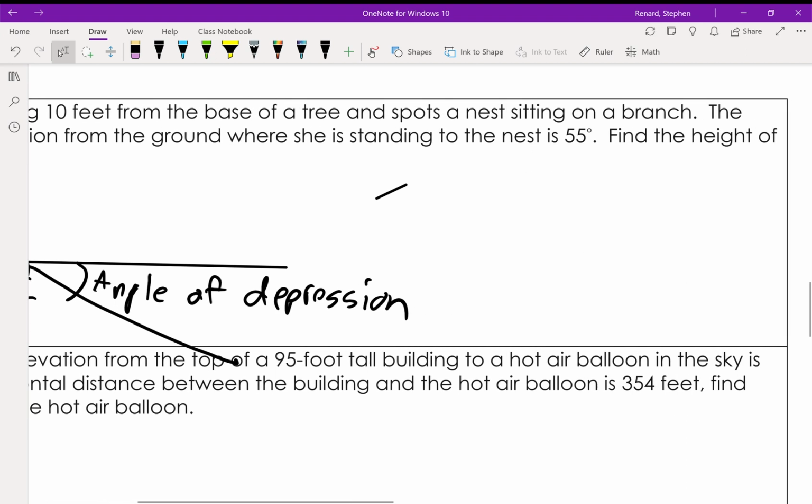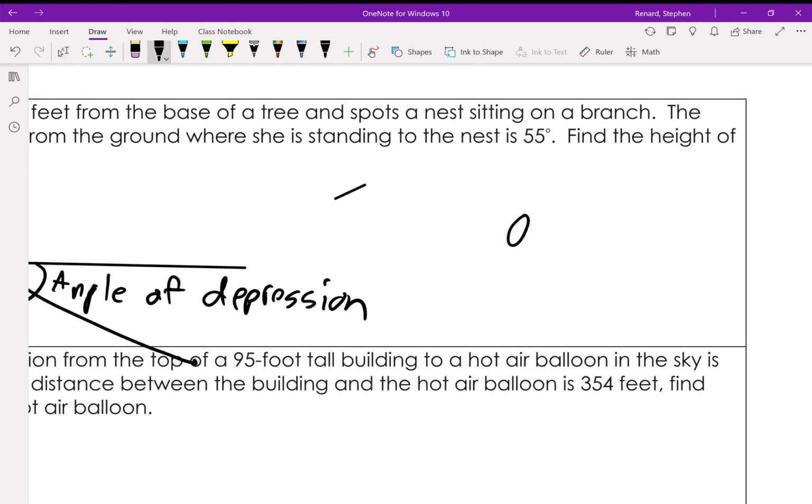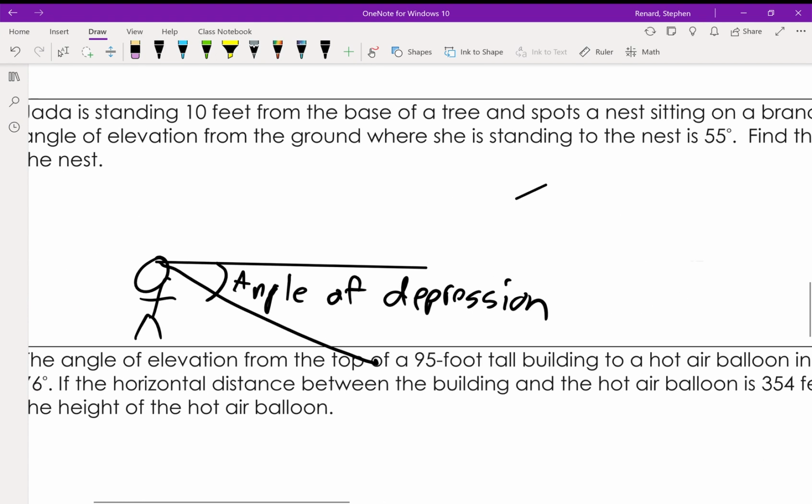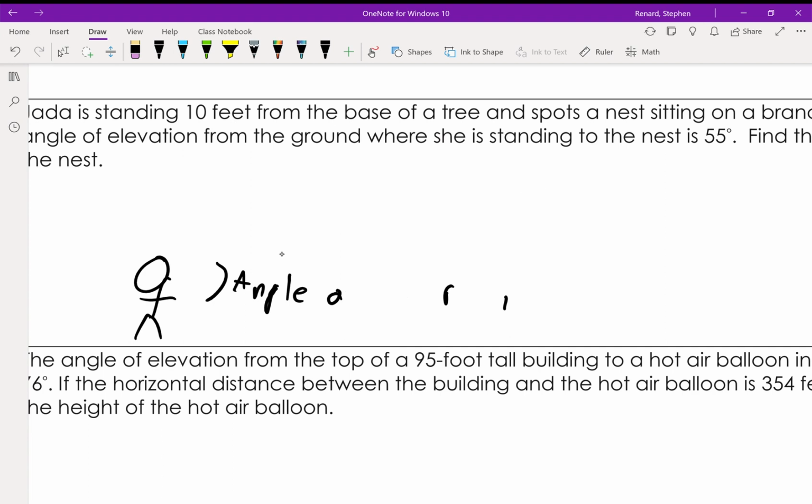A lot of people like drawing, oh, he's here and he's looking down at something here, so this right here is the angle of depression. No. That's bad. Don't do that. Angle of depression starts here, it's straightforward, and then swoops down. Okay.